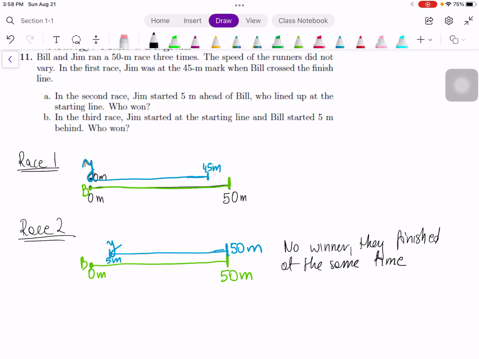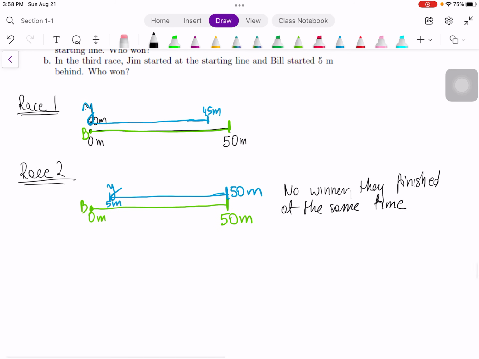Right, because within the same time as Bill did 50 meters, Jim did 45, but since Jim was 5 meters ahead, he kind of arrived at the 50-meter finish mark at the same time. Okay, so then race 3.